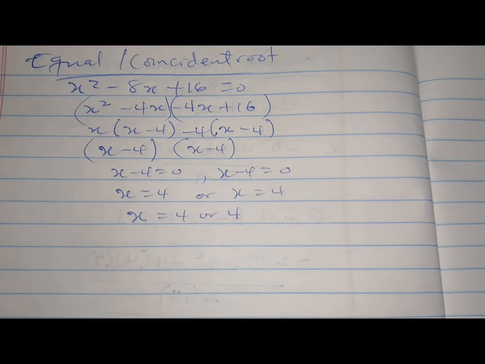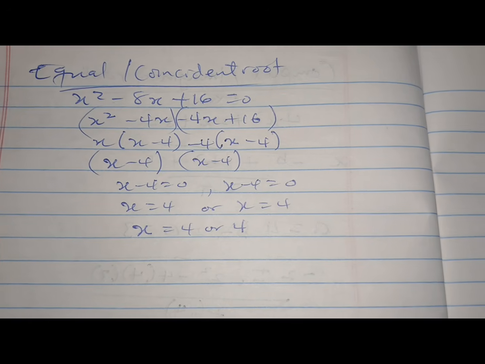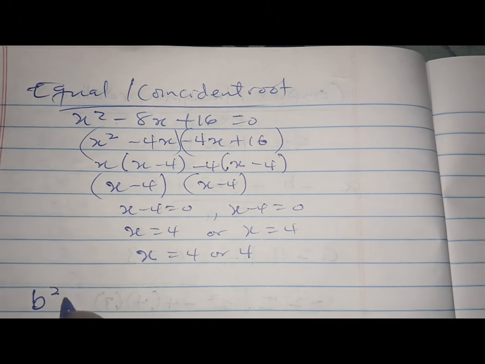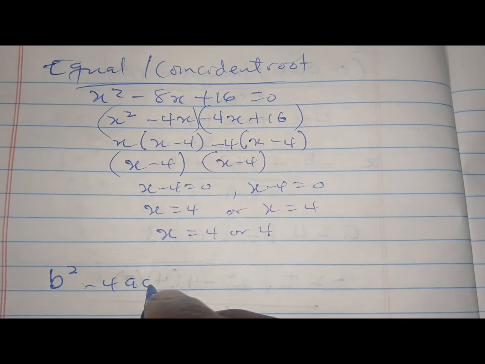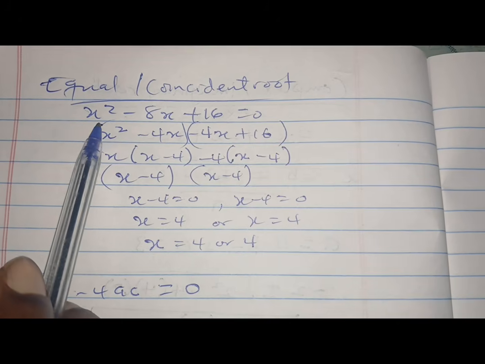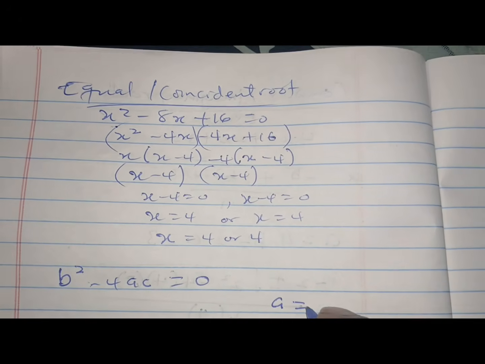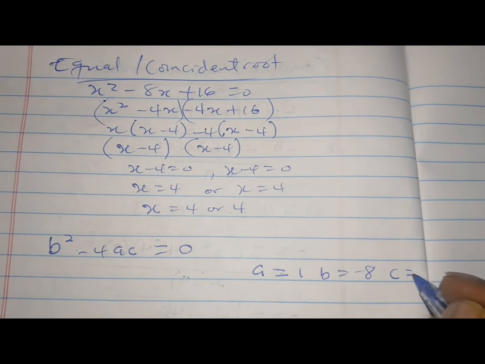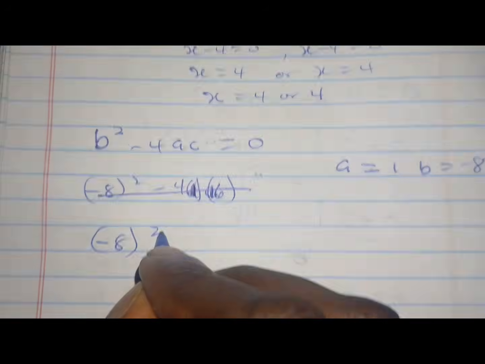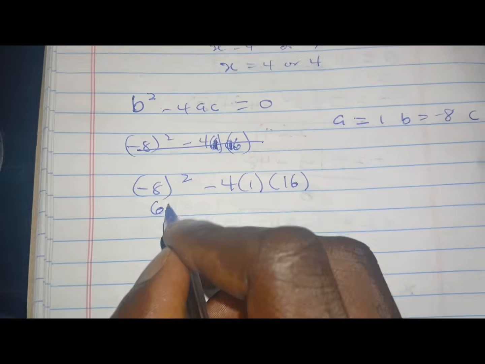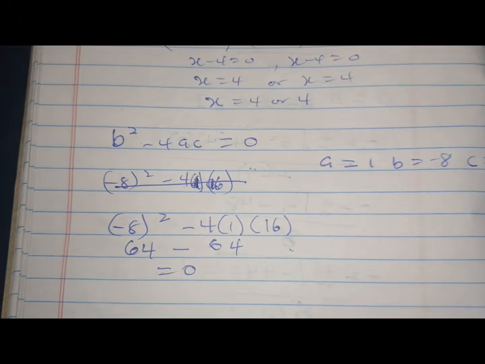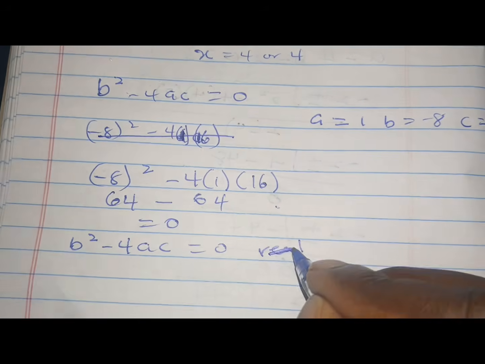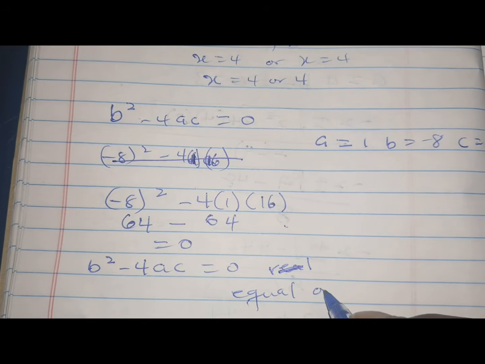For us to use the discriminant to indicate whether the root of an equation is equal root. Now, it is said that the discriminant b squared minus 4ac should be equal to 0. The value for a in this equation is 1, b is minus 8, and then c is 16. But we said that if the discriminant is equal to 0, then it is termed as an equal or coincident root.